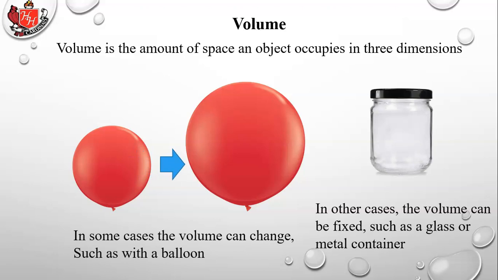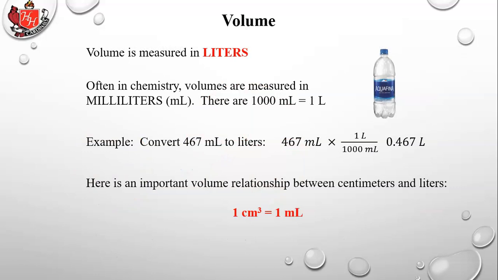So in some cases the volume can change, such as with a balloon. In other cases the volume can be fixed, such as a glass or metal container. Volume is measured in liters in chemistry, and often milliliters. So 1,000 milliliters equals 1 liter. You've come across that conversion a number of times.